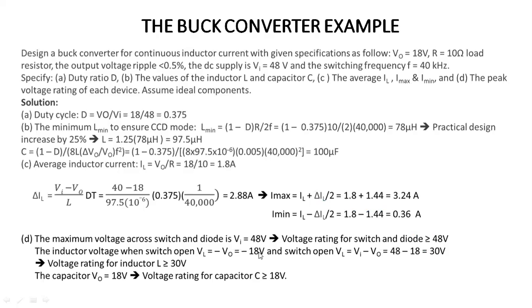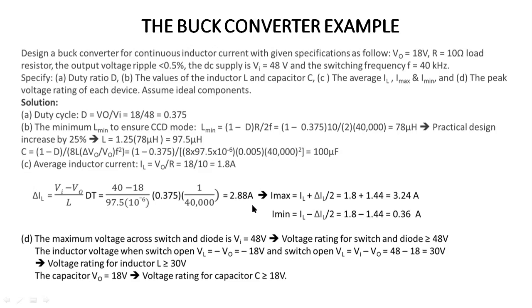So here, firstly we can find delta IL. We have delta IL, that is nothing but (VI minus VO) upon L times D times T. VI, we have the value here. VO, we have the value there. So we can put these values. We can put the value for L, and the value for D, the duty cycle. We have the frequency value, so T equals 1 by F. We can put these in. You will get the value for delta IL, that is nothing but 2.88 ampere.